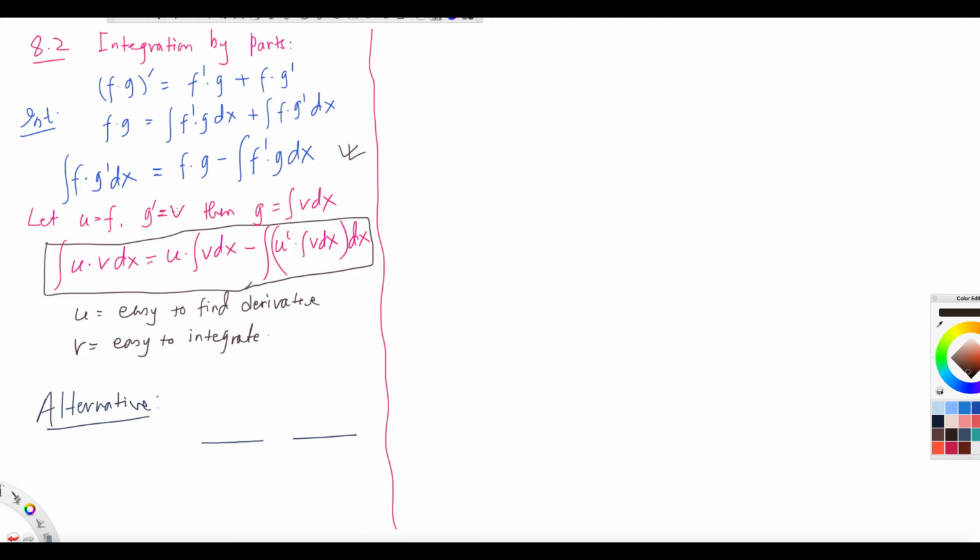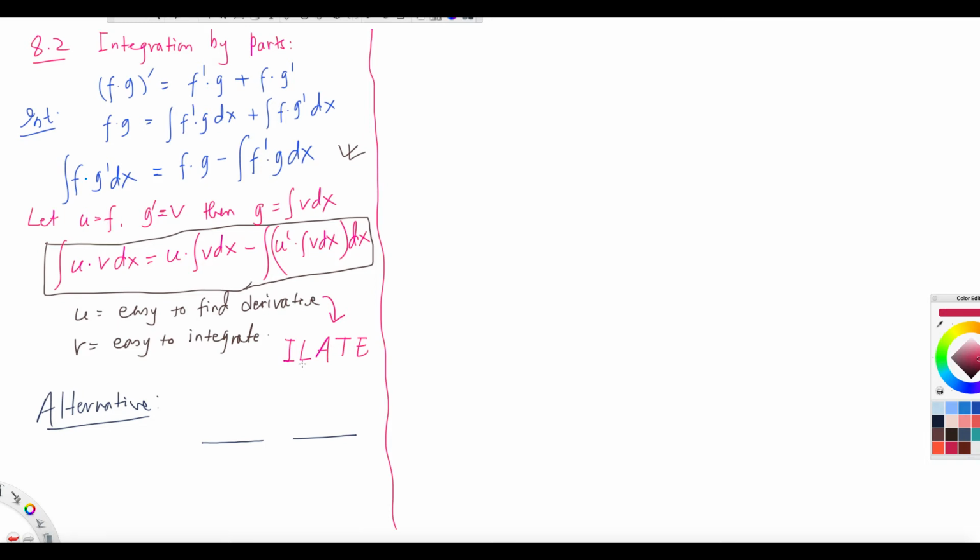That rule is ILATE. Let me write that down. What does ILATE mean? These are for the u. To consider u, if the integral has an inverse function, I stands for inverse function, then that must be u, and the other remaining function should be v. If there is no inverse function but there is a log function, then log must be u, the other one must be v.